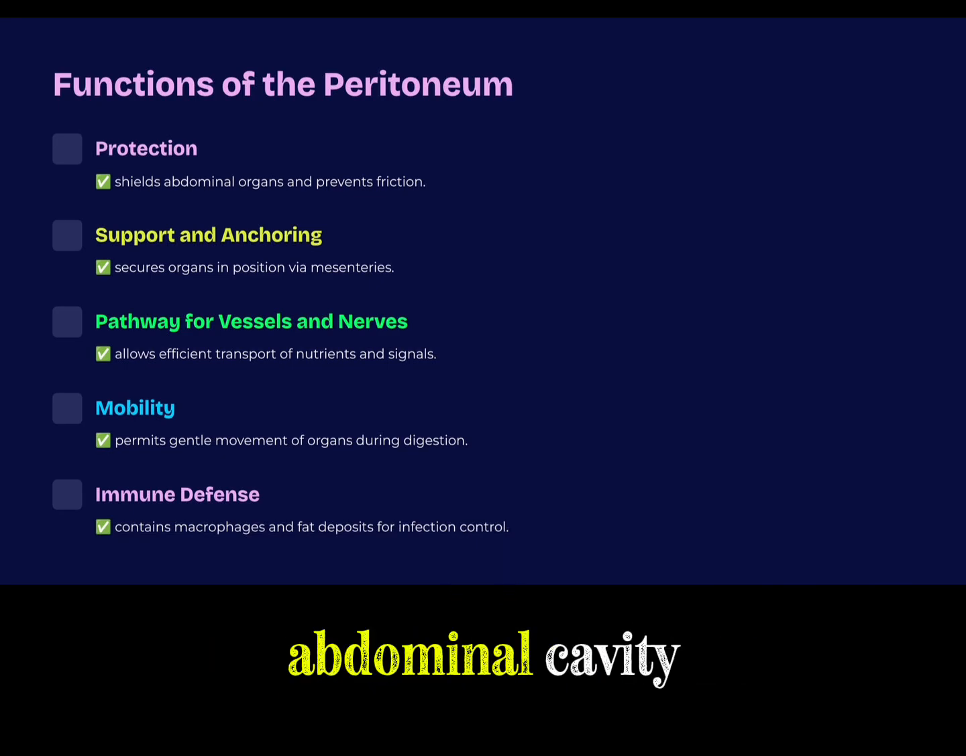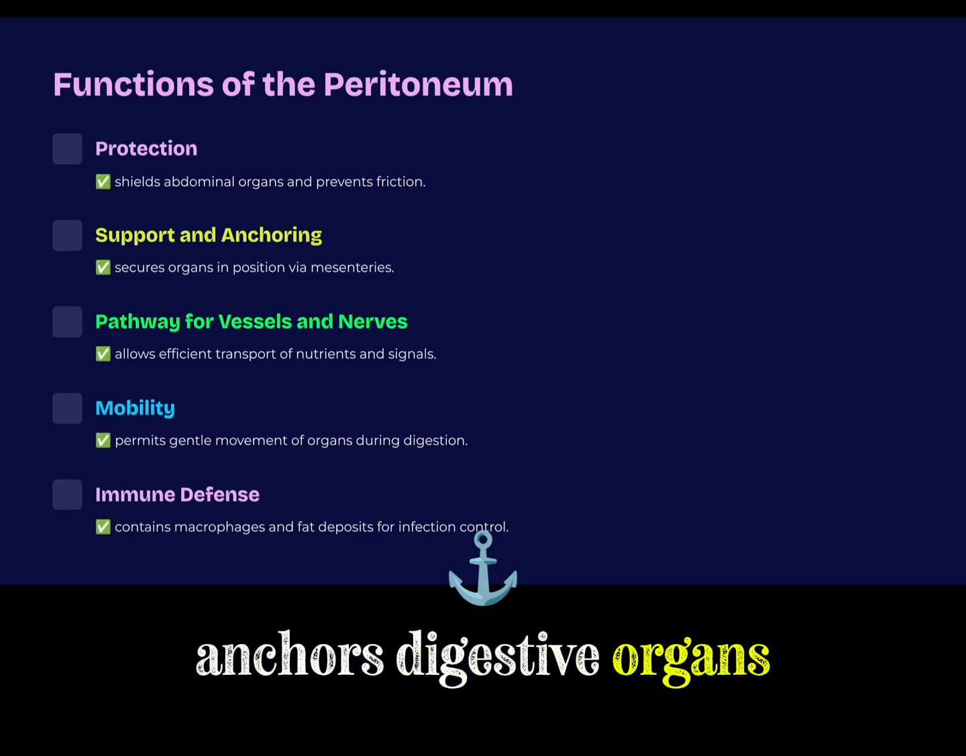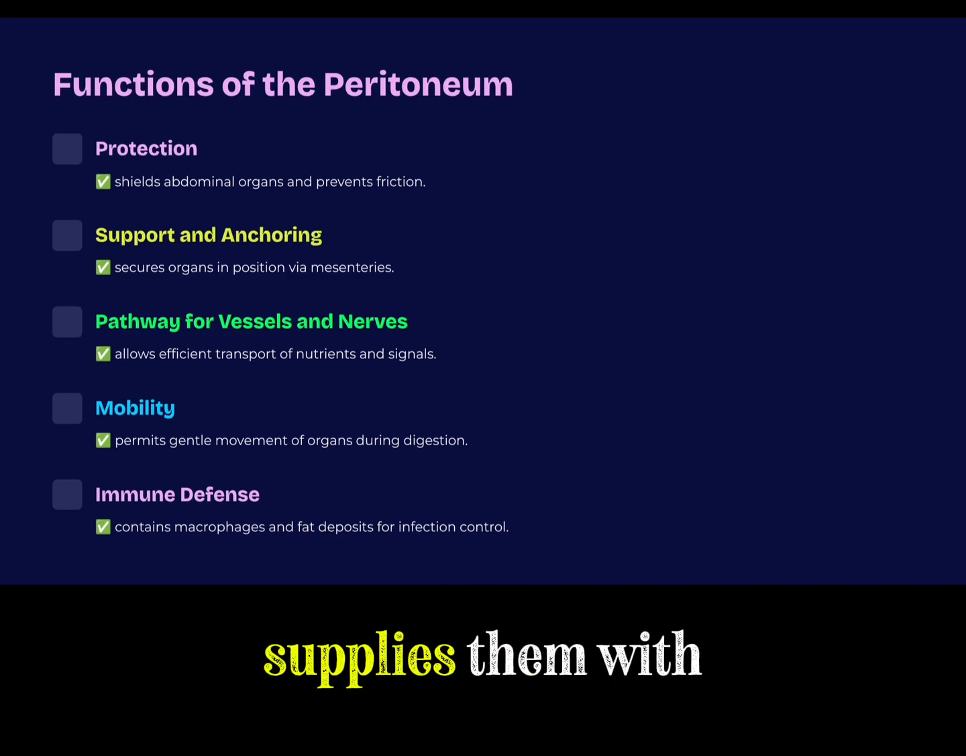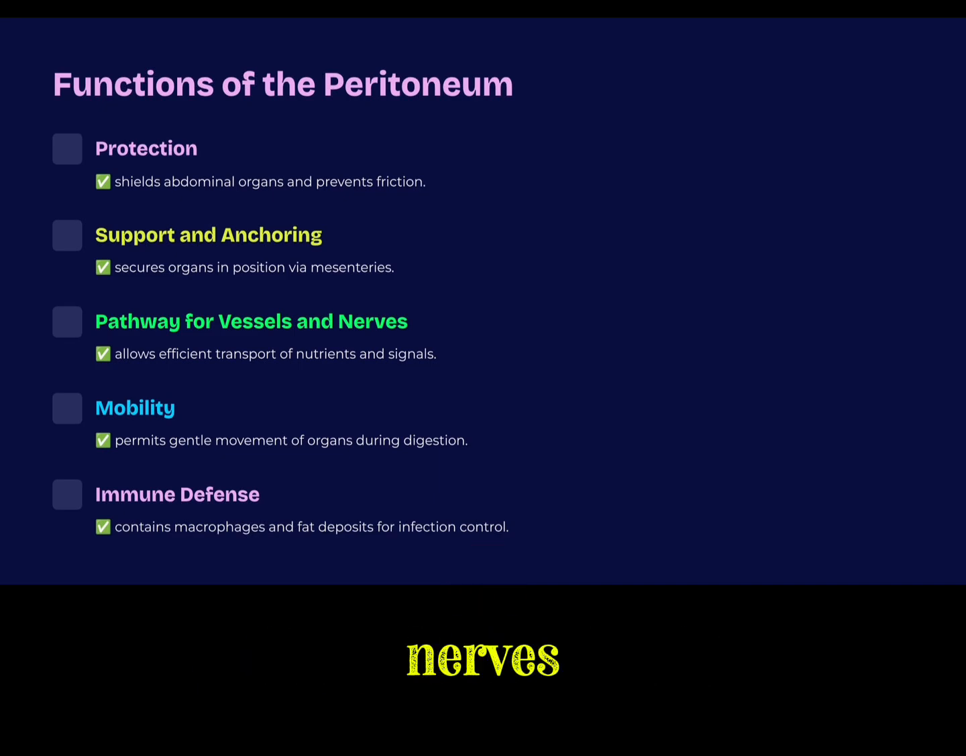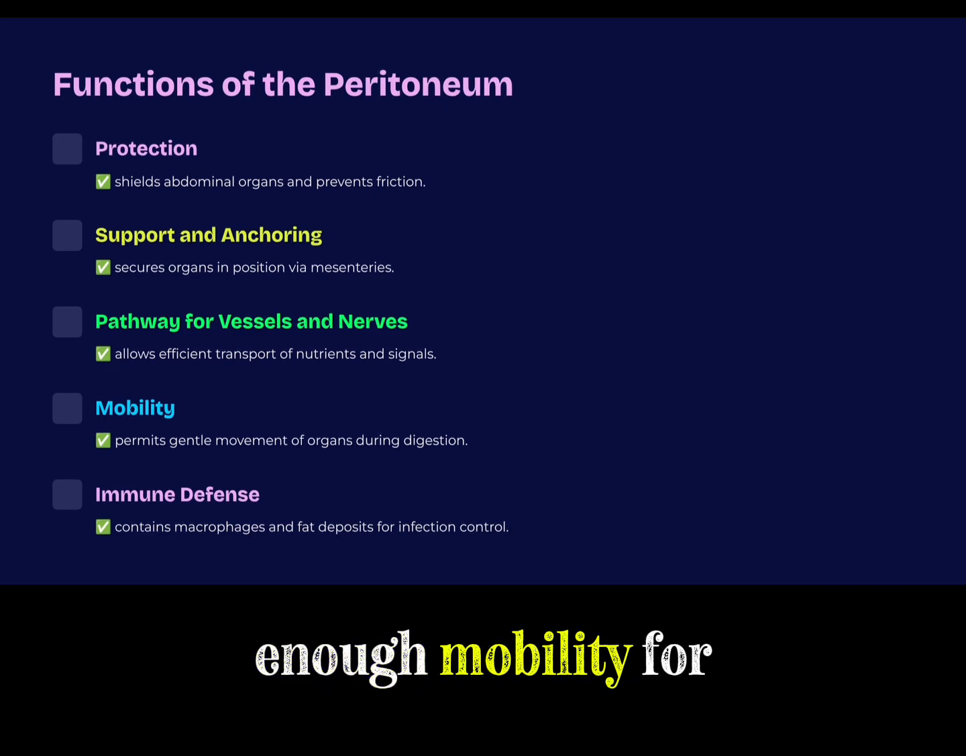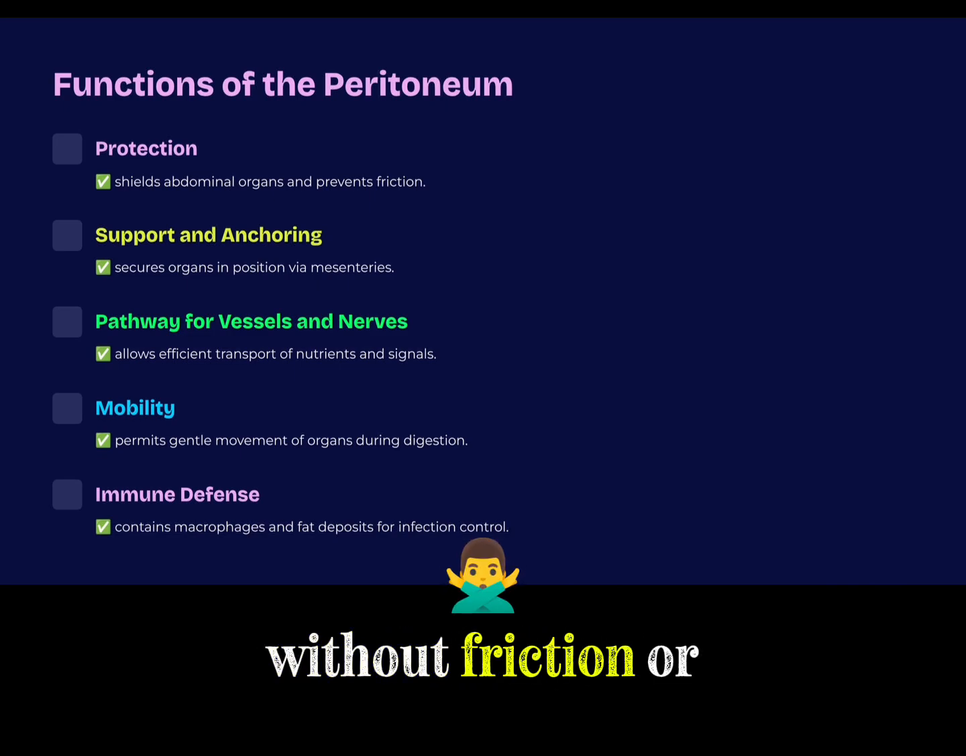It lines the abdominal cavity, anchors digestive organs through mesenteries, supplies them with essential vessels and nerves, and allows just enough mobility for digestion without friction or displacement.